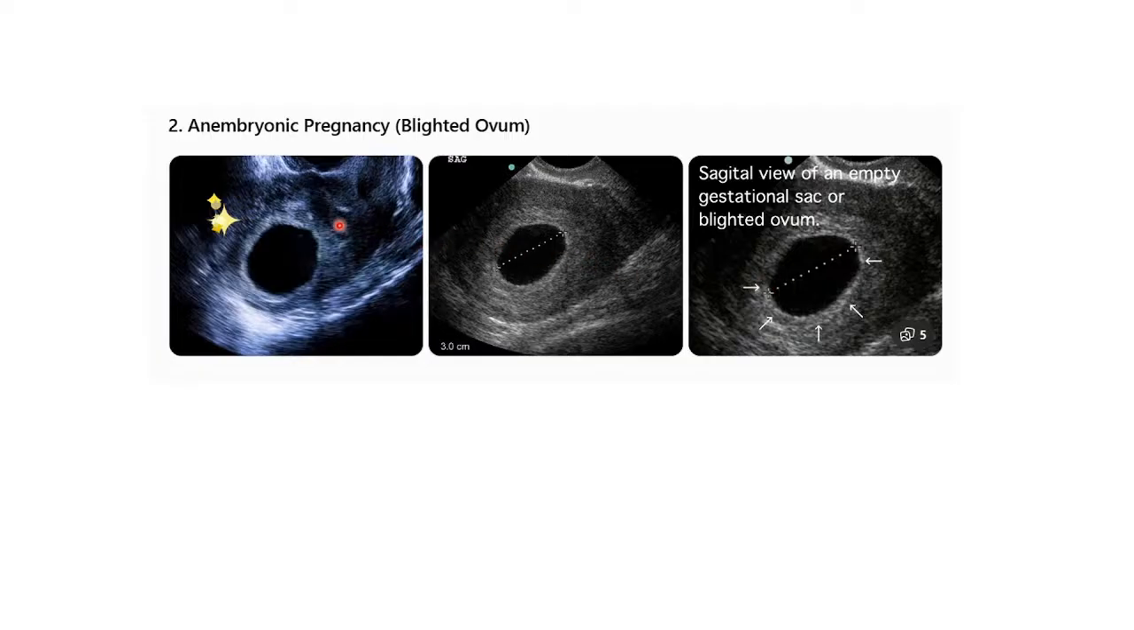But you don't just jump and say this is a blighted ovum without measuring the mean gestational sac diameter to be equivalent to or above 25 millimeters. As long as it is below 25 millimeters, you give it the benefit of the doubt. You can rescan after a week or two weeks to see if the embryo starts to develop. So this is the hallmark of a blighted ovum, an anembryonic pregnancy: there is nothing, yet the mean sac diameter is above 25 millimeters.